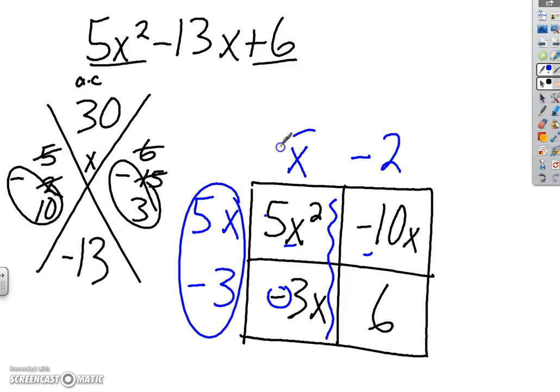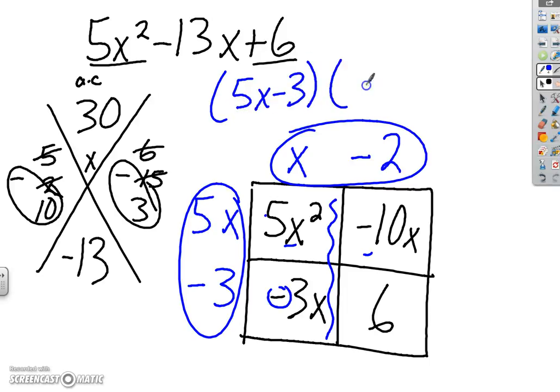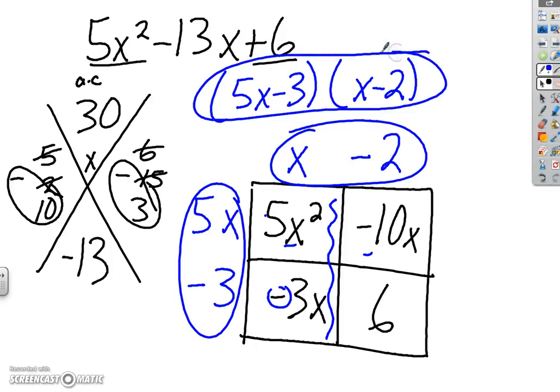So guess what? Here it is. There's our two answers. Our factors, this factored is 5x minus 3 and x minus 2. There it is factored. Okay, not too bad. So let's try another one.